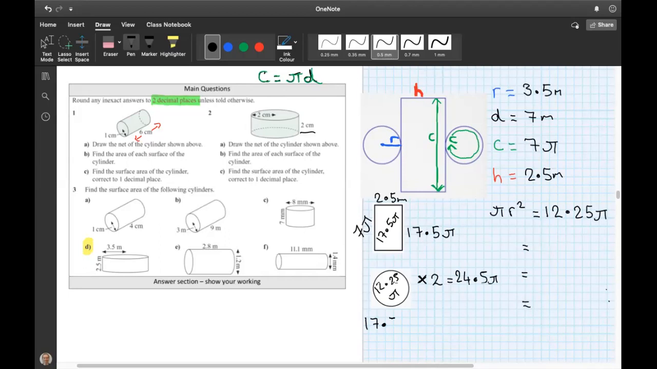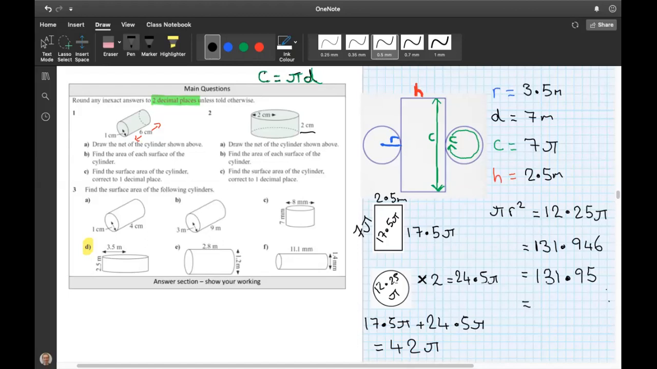You're now ready to add together the different areas of your different faces. We had 17.5 pi plus 24.5 pi, and all together you're going to have 42 pi for your total surface area. We just need to find its numerical value now. So putting that into your calculators, pressing the SD button, and you get 131.946. We need it to 2 decimal places though. So it's going to be 131.9, and that 6 will round the 4 up to a 5.